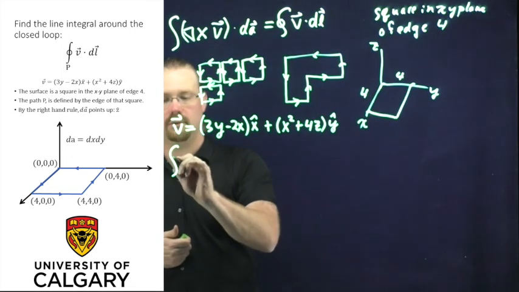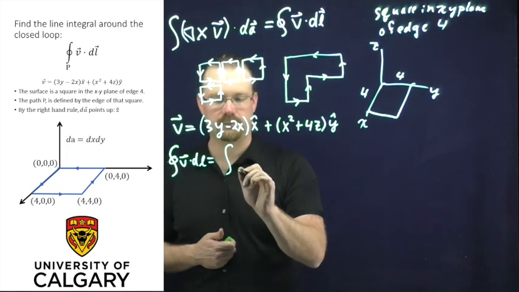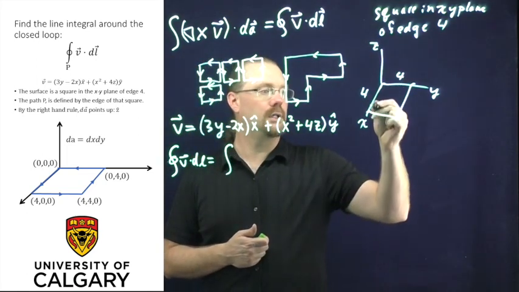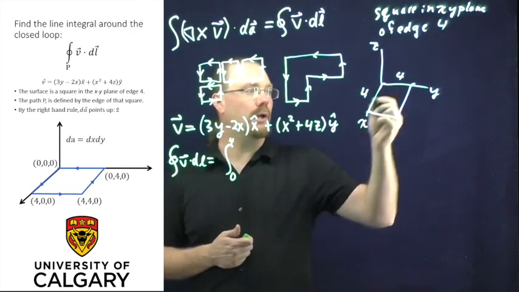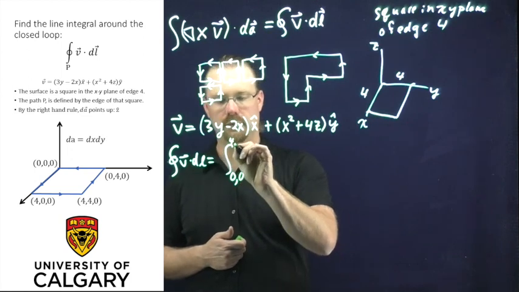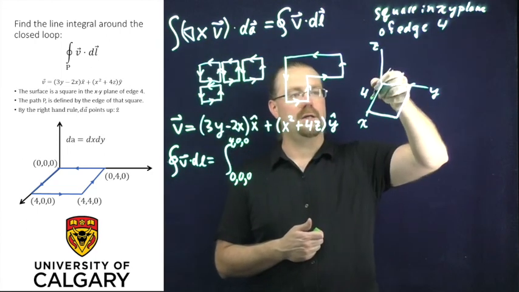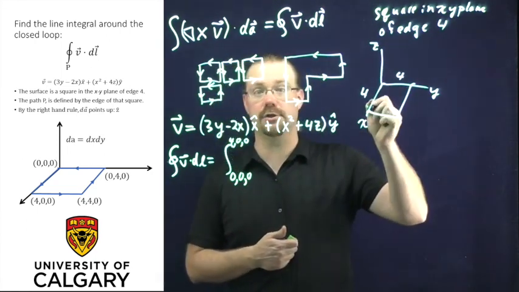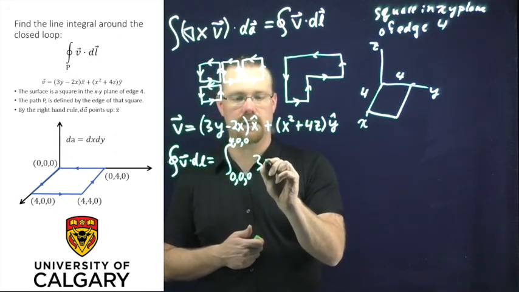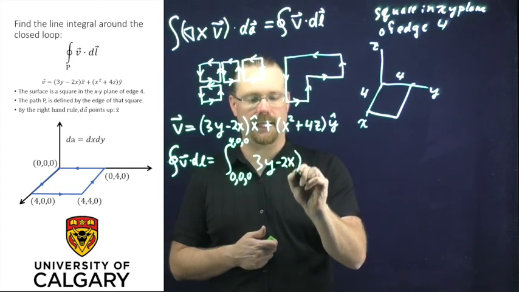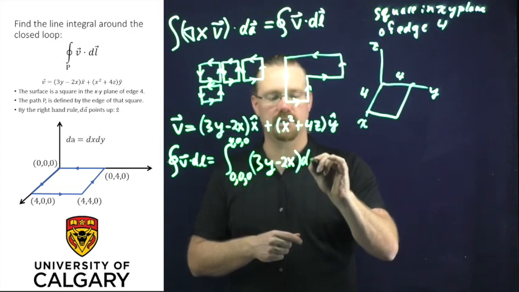So we have the integral, v dot dl, is going to be the integral from here to here. So from x equals 0 to x equals 4. And all the way along here, y is going to equal 0, and z is going to equal 0. Well, our dl along this path right here is just going to be dx, so we can say that v dot dl is going to be 3y minus 2x, x hat dotted with dx x hat, which simplifies to this.